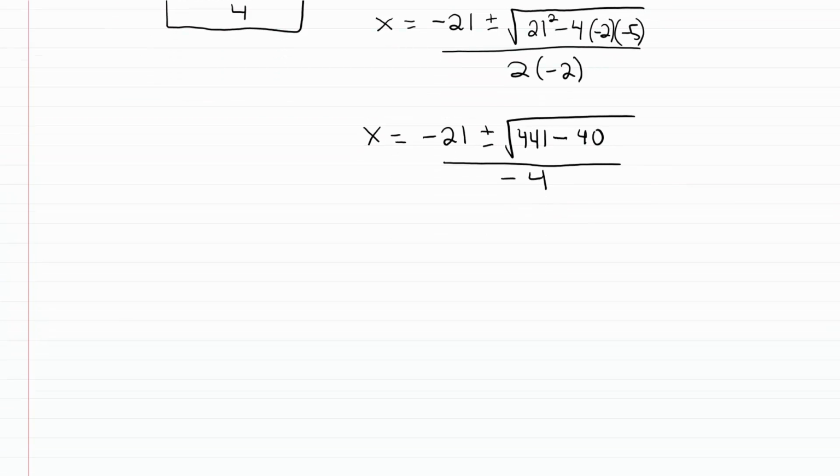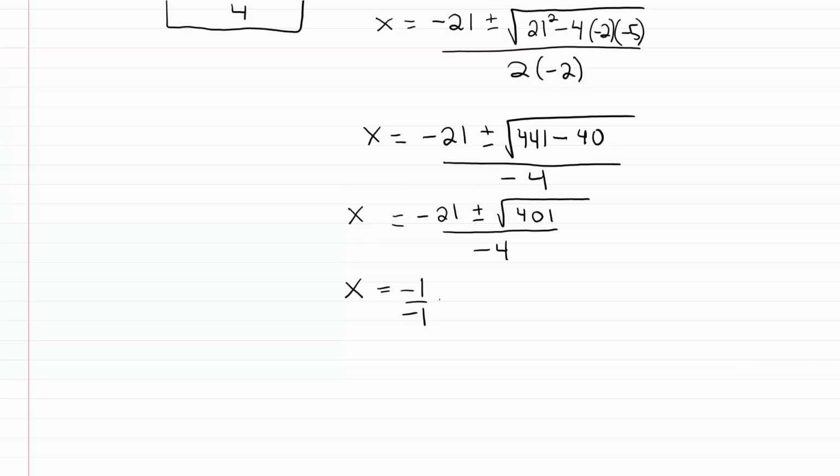Okay, so we can finish this up by just saying that we have negative 21 plus or minus the square root of 441 minus 40 is 401 divided by negative 4. All right, the last little detail I'll do here is to get rid of the negative signs in the numerator and the denominator. And the way I'll do that is I'll multiply the top and bottom of this by negative 1 over negative 1. You know, that's just multiplying by 1, and you can always do that.